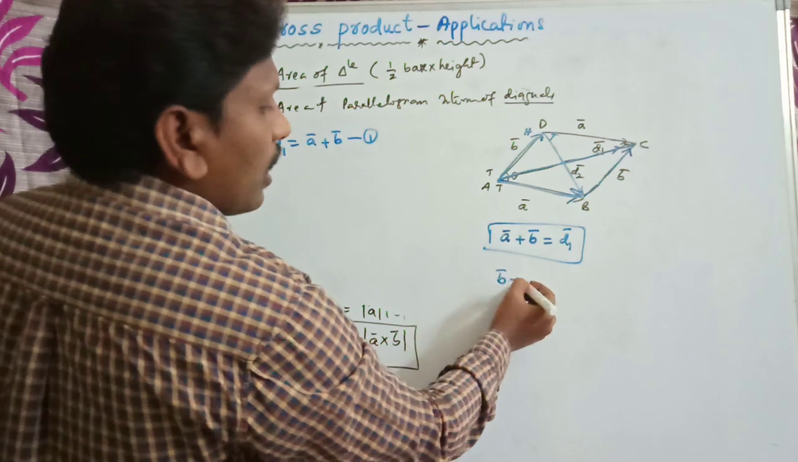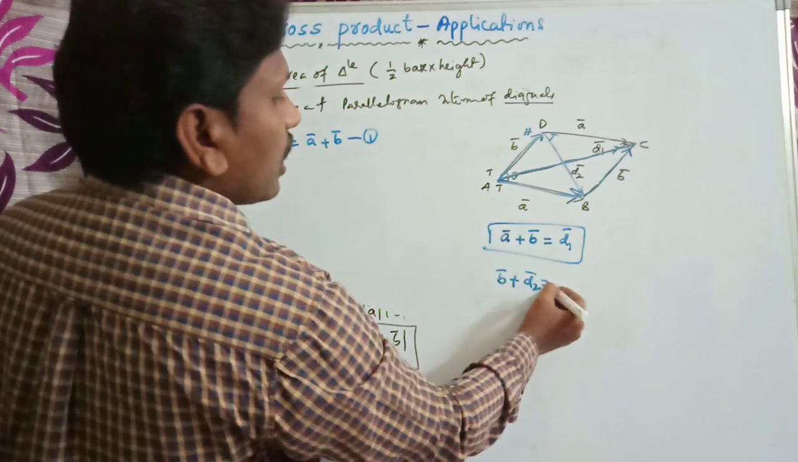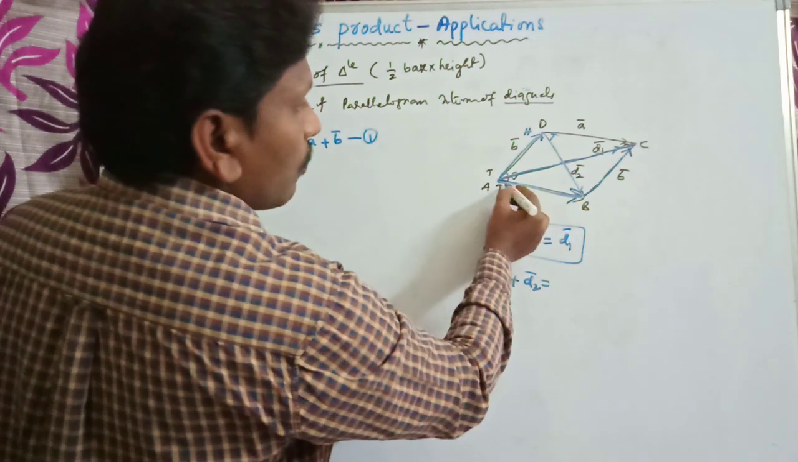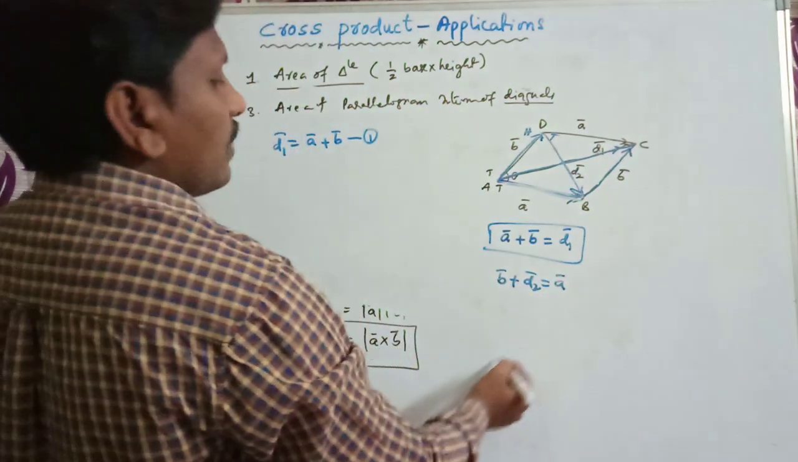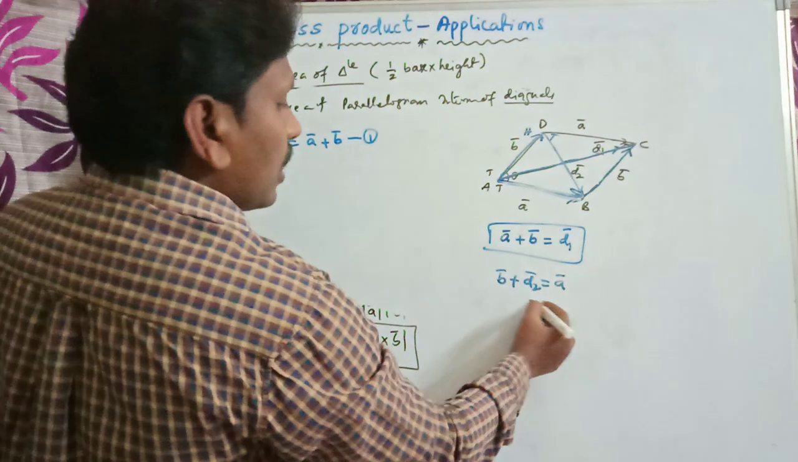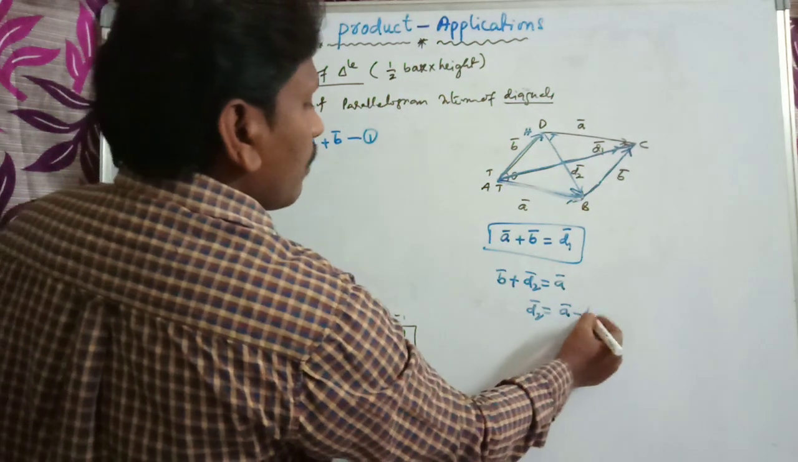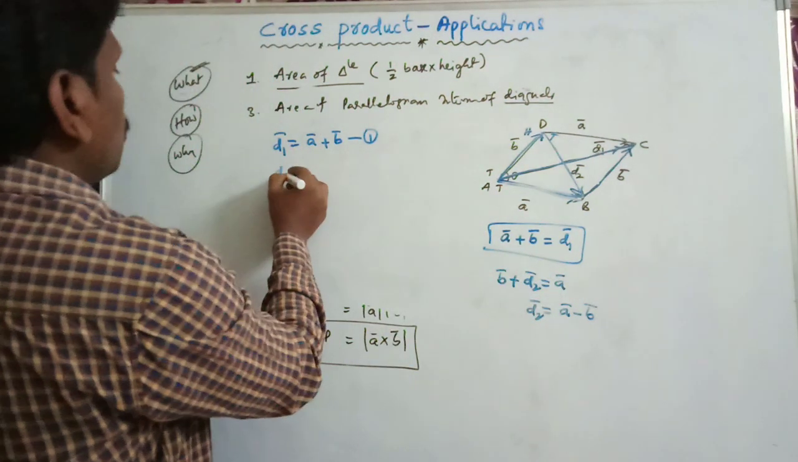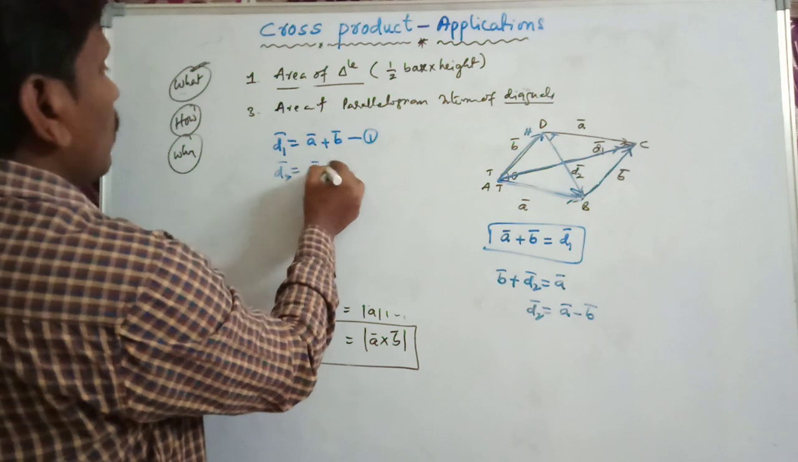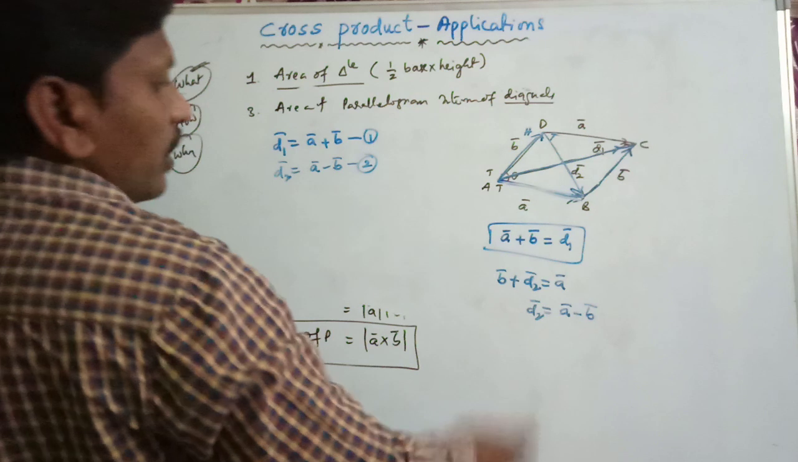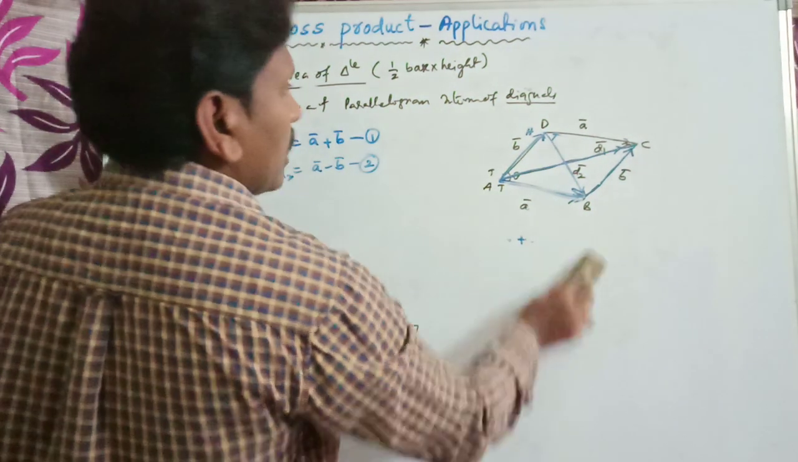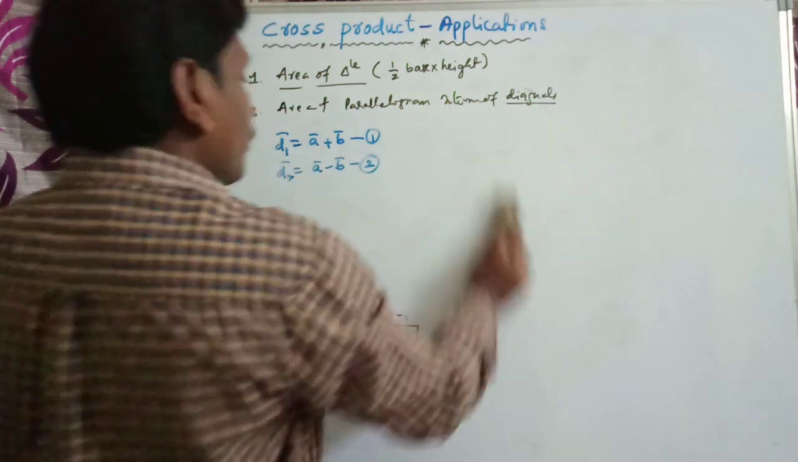And then B bar plus D2 bar equals, this is the resultant vector, A bar is the vector. From that, D2 bar is equal to A bar minus B bar. Then D2 bar is equal to A bar minus B bar, equation 2. Now let us try to understand.